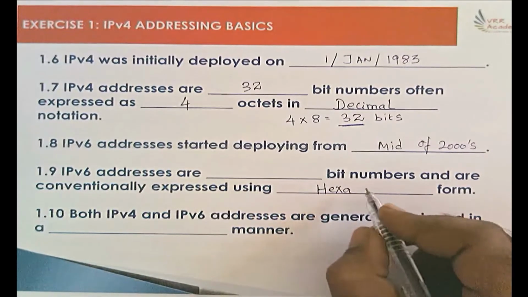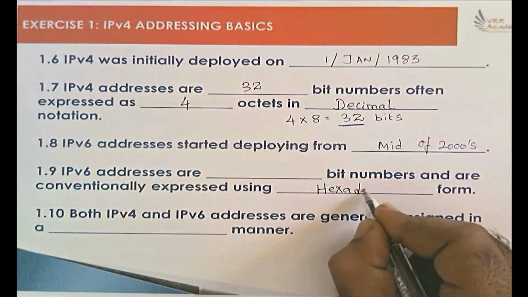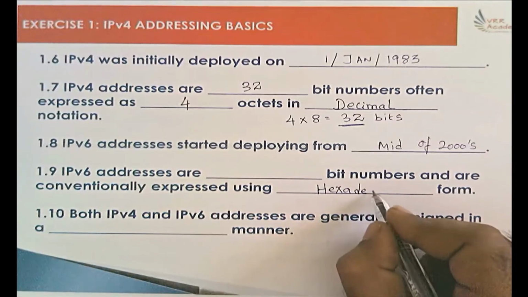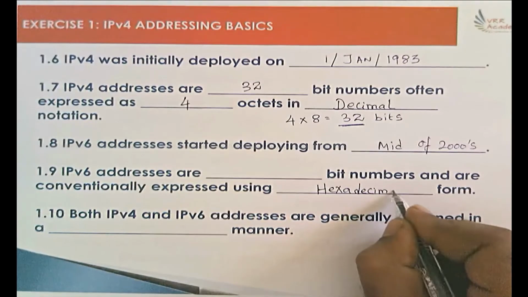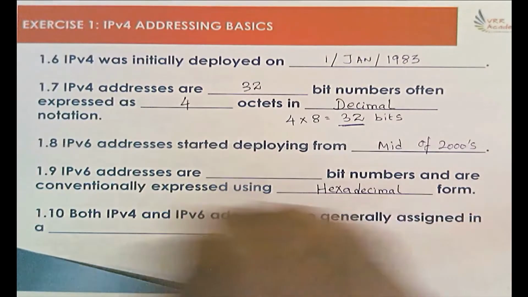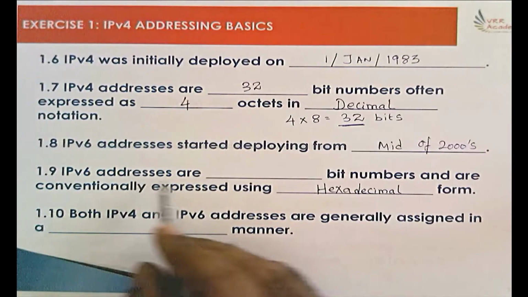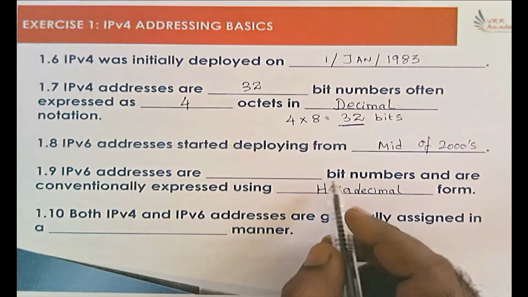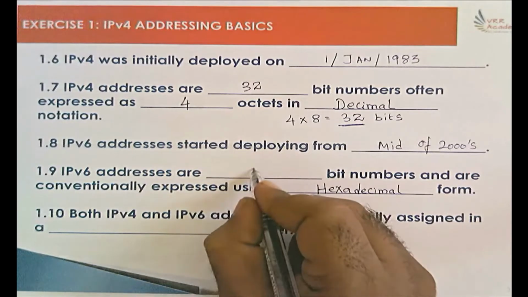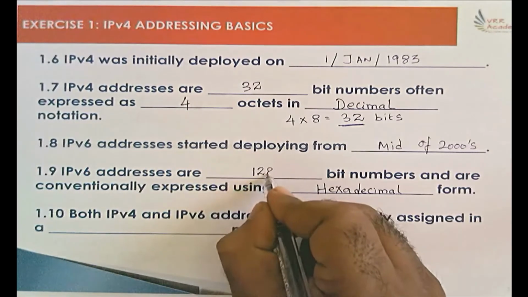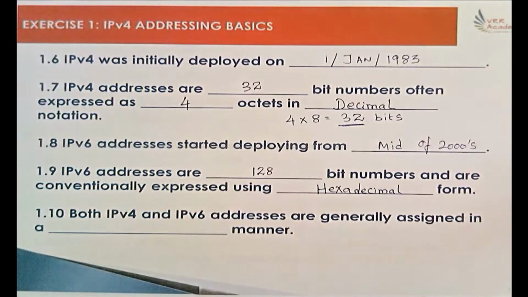We are now in the IPv4 addressing, subnetting and VLSM course. Soon we are going to publish a complete course for IPv6 also on the same channel. Now, IPv6 addresses are dash bit numbers. What is the length? The length of an IPv6 address is 128 bit numbers. So 128 is the answer here.